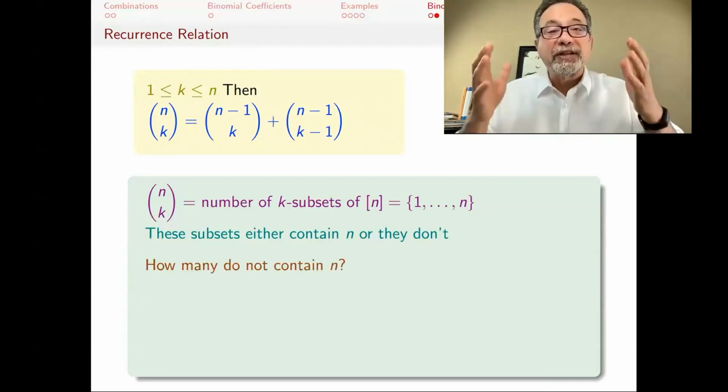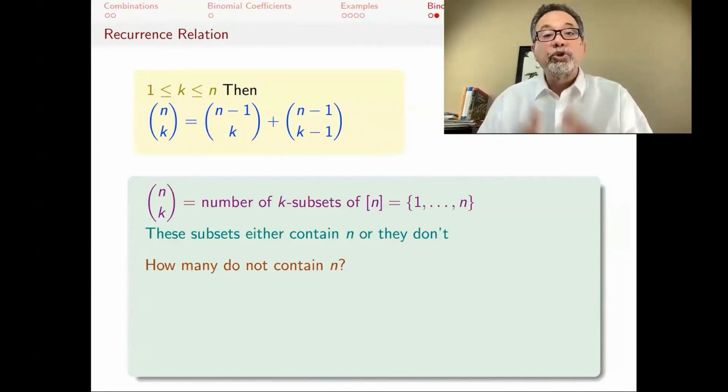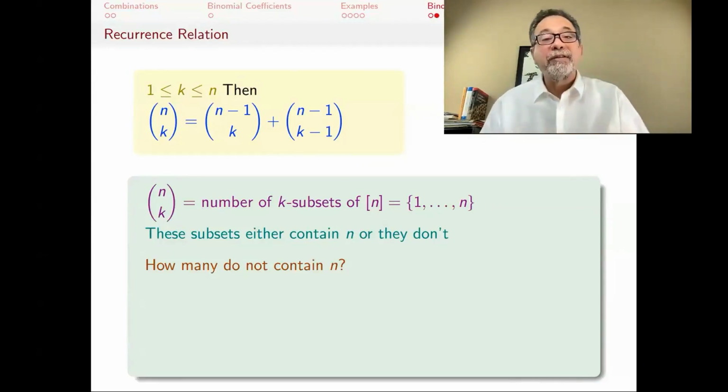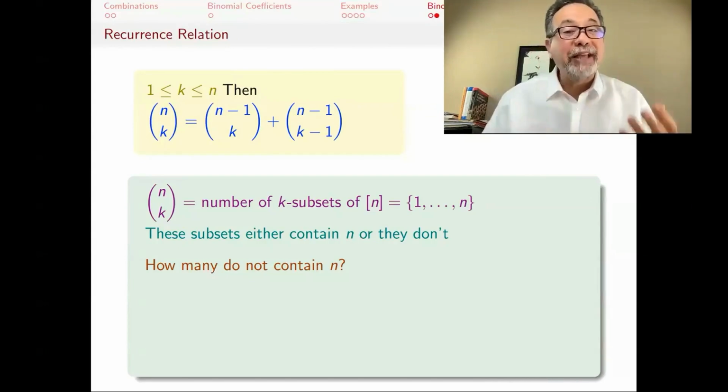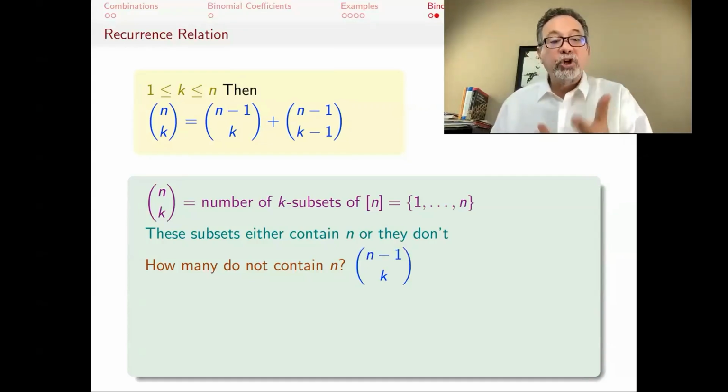If you have a subset of size k and it doesn't contain n, then the way you made that was you took k elements out of the remaining n minus 1 elements. How many subsets of size k does a set with n minus 1 elements have? The answer is n minus 1 choose k. So those are the number of subsets that do not contain n.